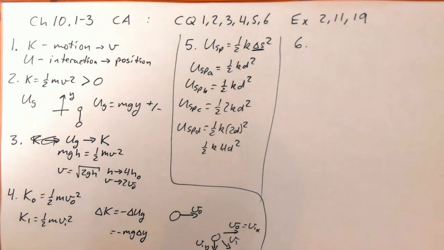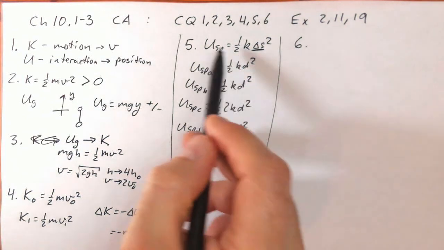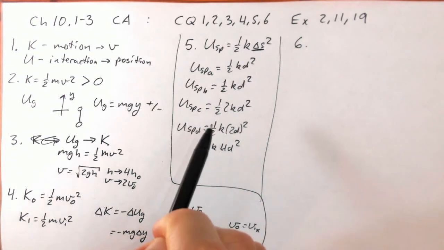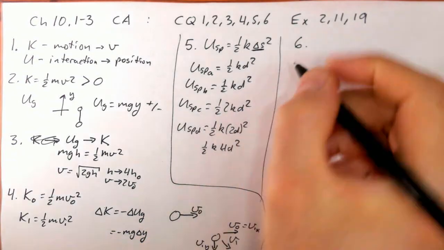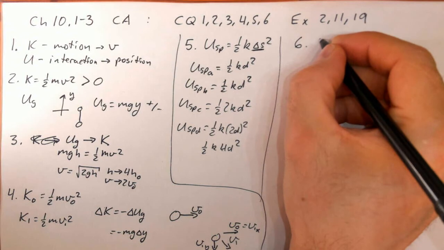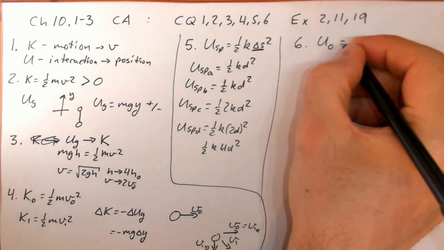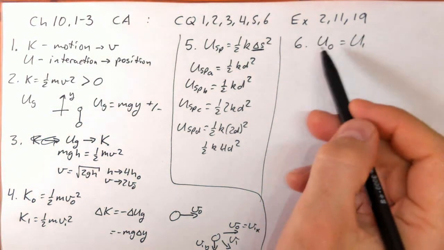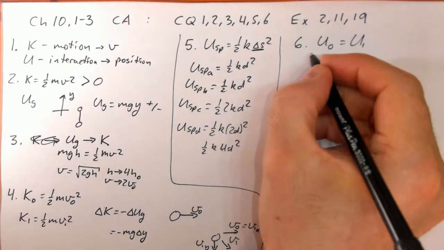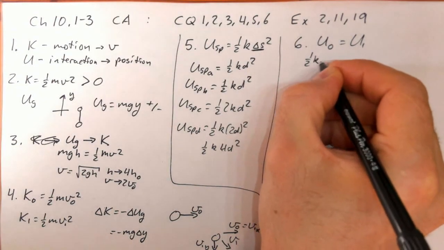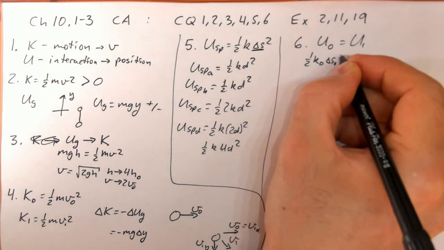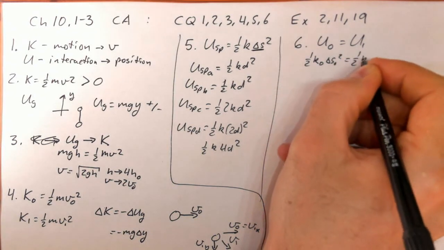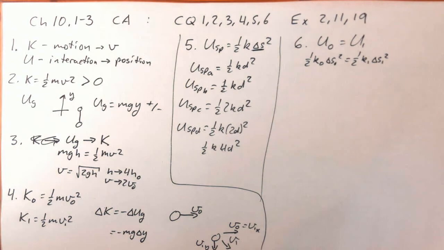Okay, you compress a spring 1 centimeter. How far must you compress a spring with twice the spring constant to store the same amount of energy? Now think about what we just did here with this definition. How can you apply it to this problem? Right, so if we just write U0 equals U1, we want the potential energy to be the same. So this would be 1/2 K0 delta S0 squared equals 1/2 K1 delta S1 squared.